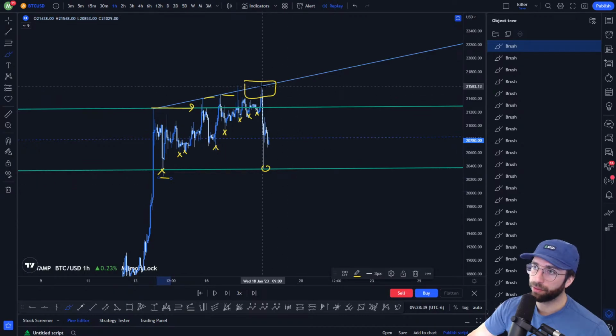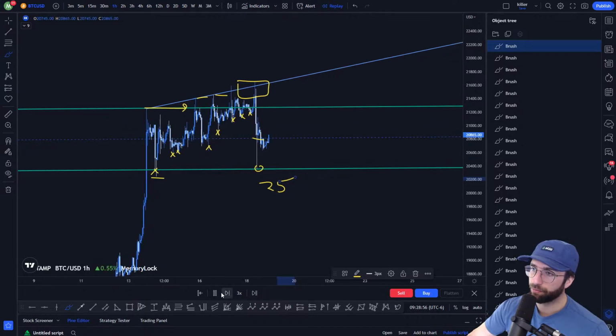Okay, so I'm in a short. I took profit at the midline, I took profit at the bottom, and I have 25% running. I took a long here, and as we can see, we already hit the midline profit, right? Now let's watch to see how the rest of this plays out.